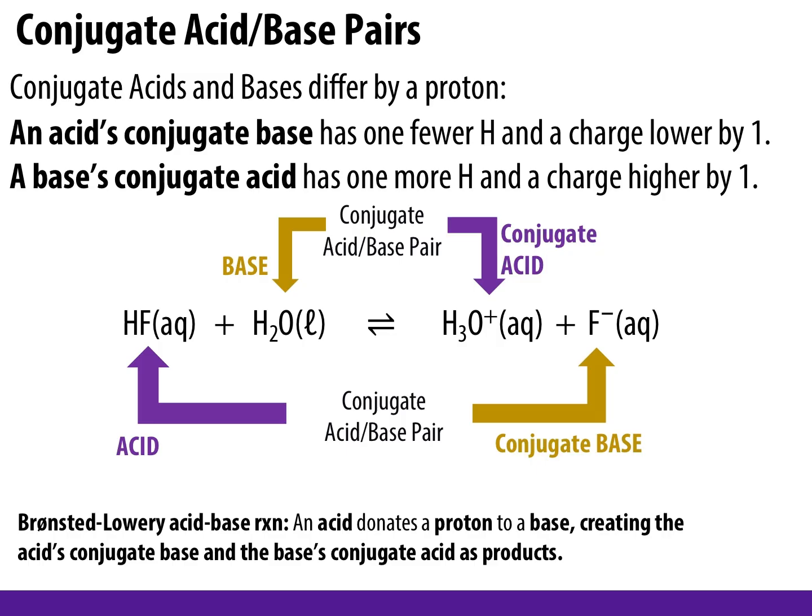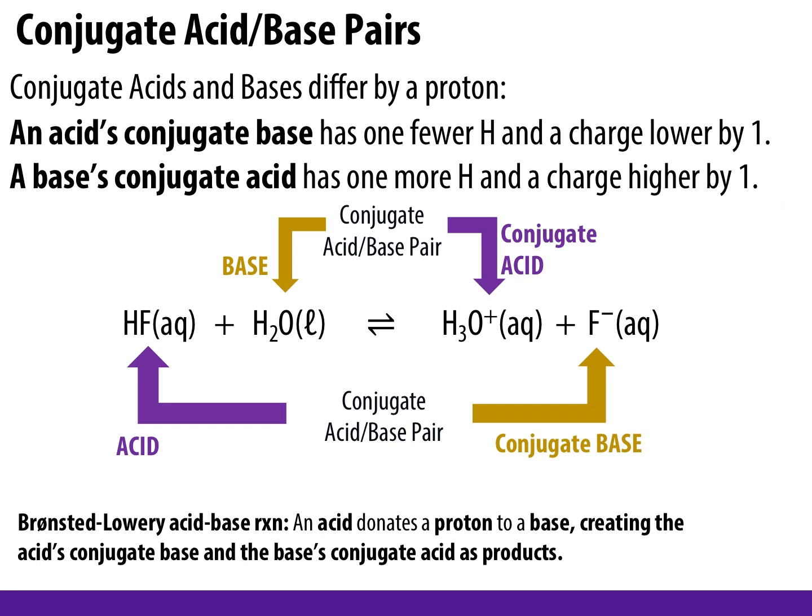Okay, so this is that same information, but just with the key terminology to write down. An acid's conjugate base is just the acid after it's lost a proton, so it has one fewer H and a charge lower by 1. Similarly, a base's conjugate acid has one extra hydrogen atom and a charge higher by 1.